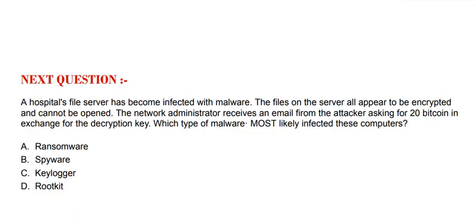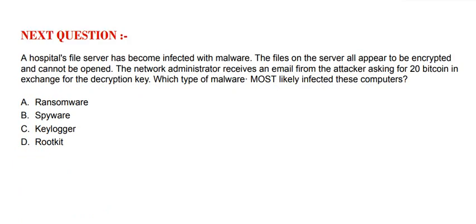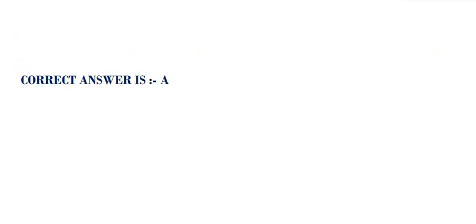Next question is, a hospital's file server has become infected with malware. The files on the server all appear to be encrypted and cannot be opened. The network administrator receives an email from the attacker asking for 20 Bitcoin in exchange for the decryption key. Which type of malware most likely infected these computers? The options are, option A, ransomware, option B, spyware, option C, keylogger, and option D, rootkit. The correct option is option A.